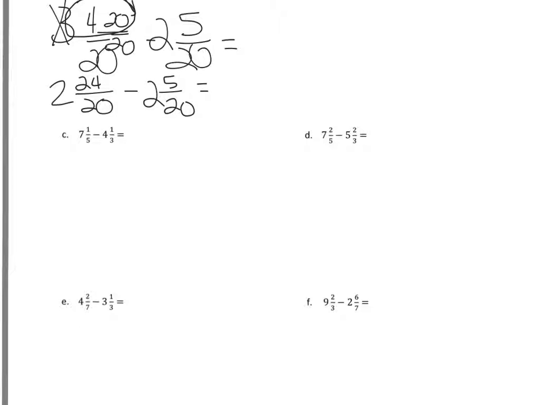24 twentieths minus 5 twentieths is 19 twentieths. 2 minus 2 is 0. I do not need to write the 0. Let's look at one more example. I'll move down to C.